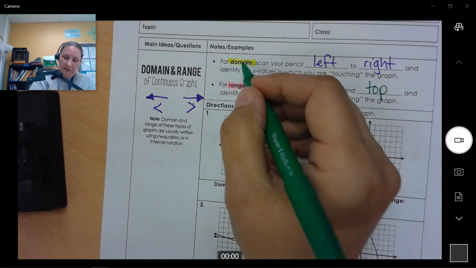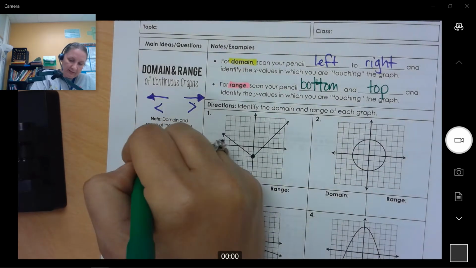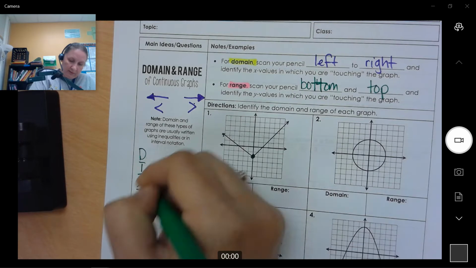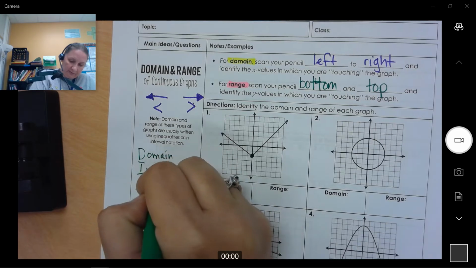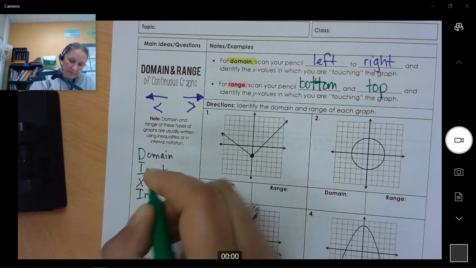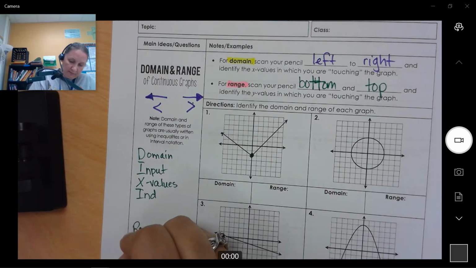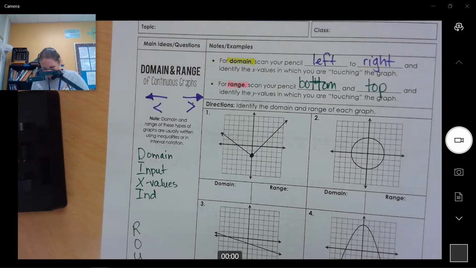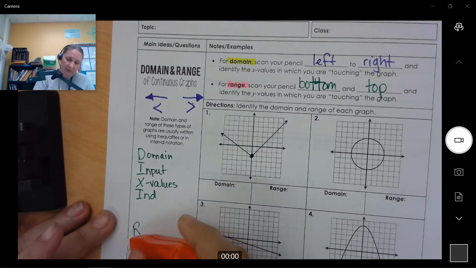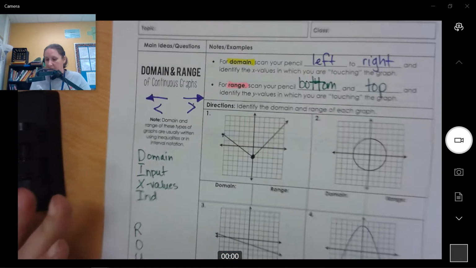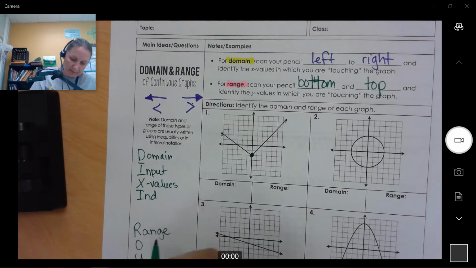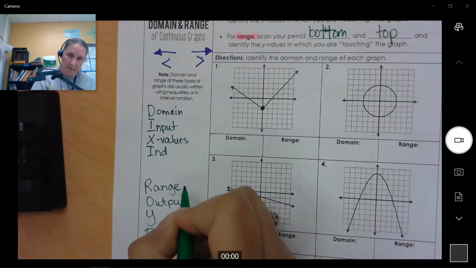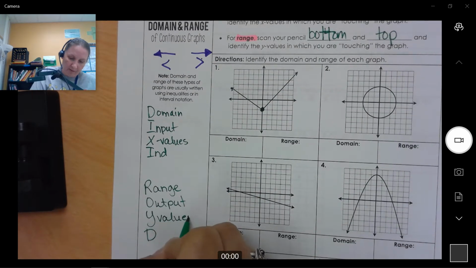Something I wanted to remind you is that a way to remember domain is DIXIE. So domain: input, x values, and it's the independent. And then ROID, which is range: output, y values, and the dependent.